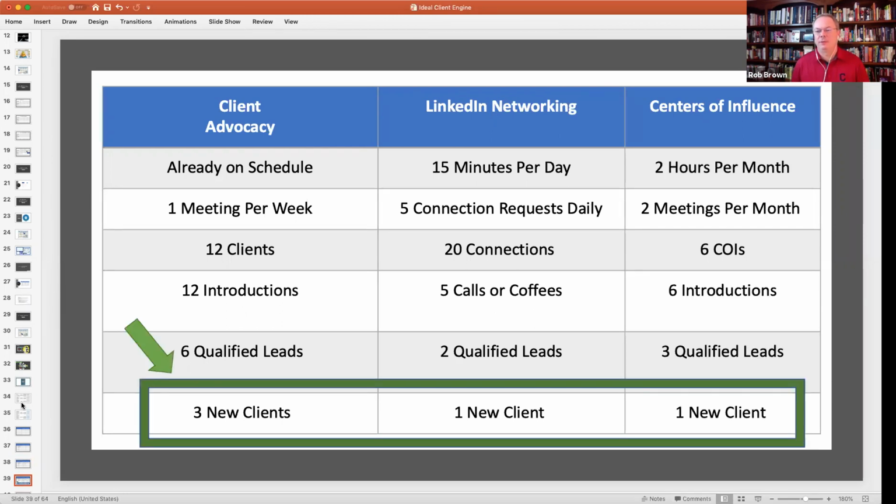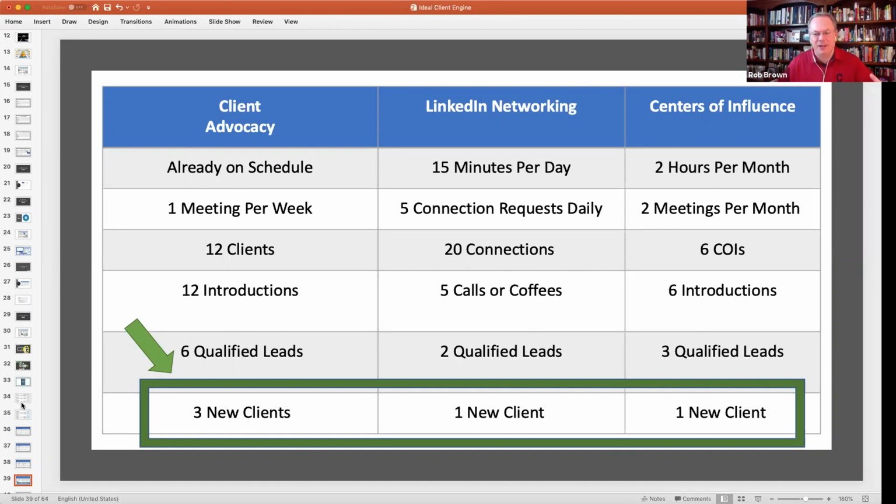And the same thing with centers of influence. He's going to spend 2 hours a month on 2 meetings a month working with his 6 designated centers of influence. And that strategy for him, when he does that consistently, generates at least 1 new client a quarter. Again, conservative estimate. And I highlighted in the green at the bottom, 3 new clients from advocacy, 1 new client from LinkedIn networking, 1 new client from centers of influence.